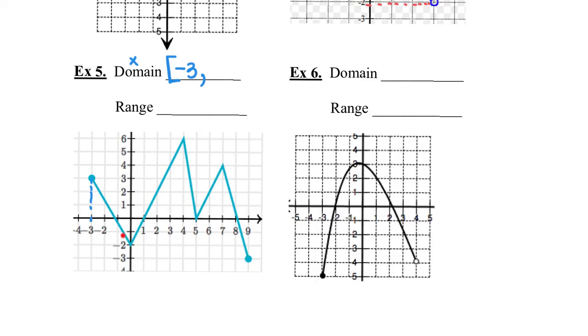Now there's a bunch of points along this graph, but I only care about the one that is furthest to the right. So the furthest to the right point is way over here. The x-coordinate here is 9. And because it is a closed circle, I use a bracket.